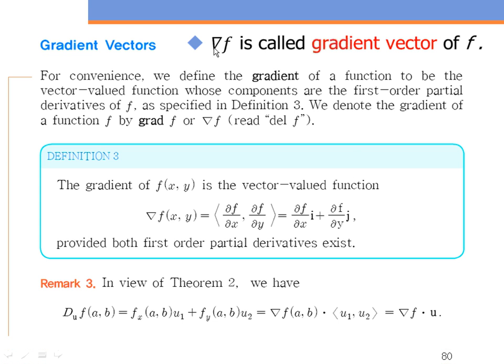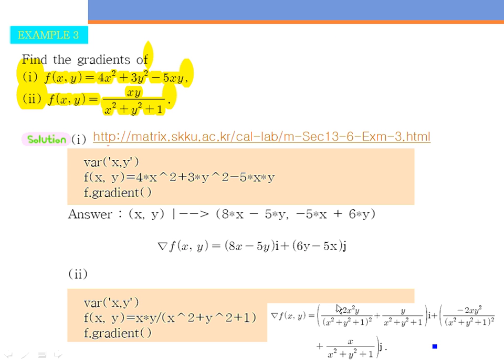Okay, this notation, and the gradient vector we're going to define. The gradient vector of this function of two variables can be obtained in this way, and this notation delta f is called the gradient vector of f. Okay. So, this directional derivative is the inner product of the gradient vector of f and the unit vector u, like this. So, find the gradient of f.